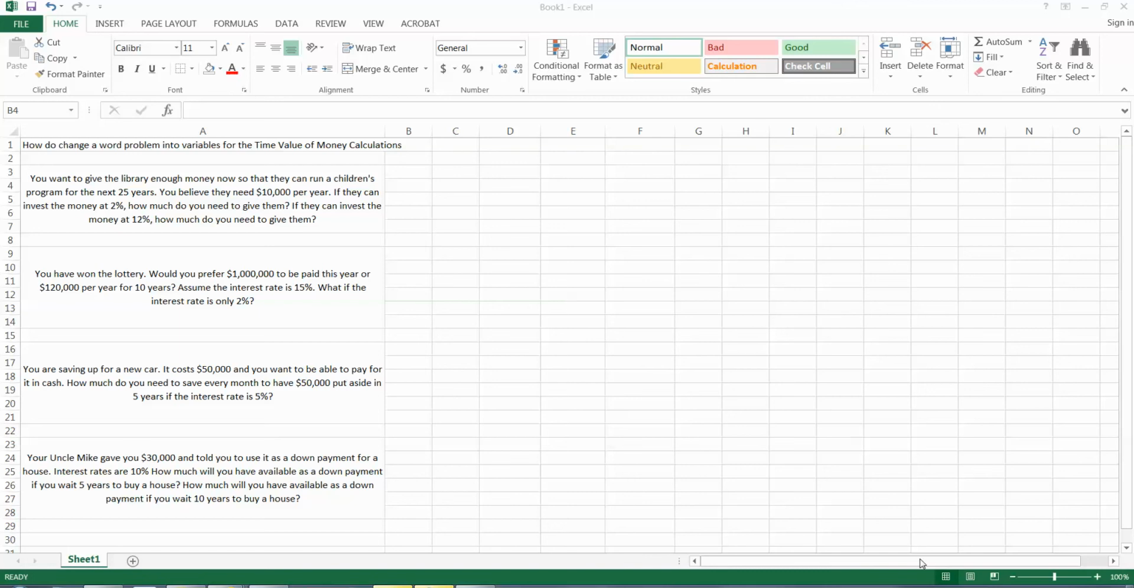All right, we're going to do a quick tutorial. Lori here. We're going to do a quick tutorial on how to change a word problem into variables for the time value of money calculations that we're doing. You have four word problems here, and I'm going to work through them. Let's go ahead and read the first problem.